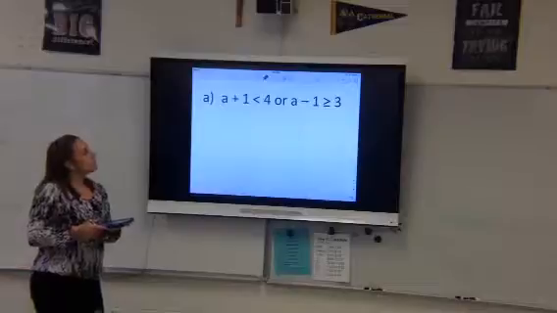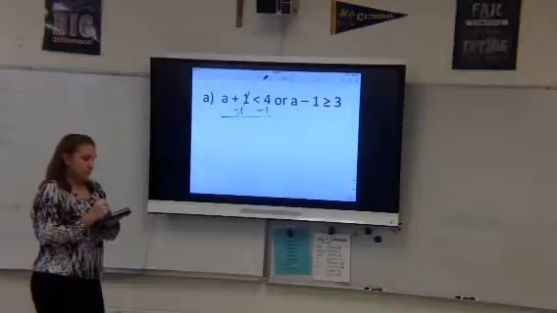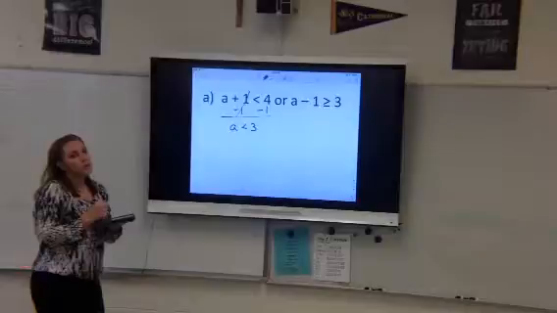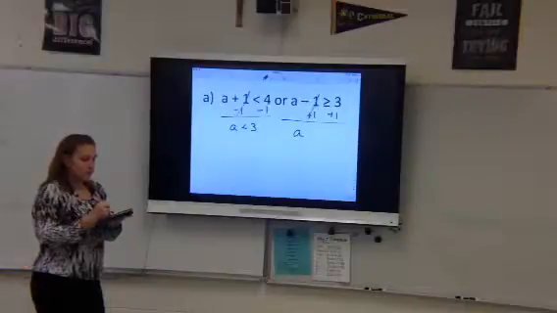We are going to subtract 1 on both sides. Okay, and what did you end up with? A is less than 3. Very good. Tessa, what are we going to do on the next one here? We've got to add 1. Very good. And what do you get when you add 1? A is greater than or equal to 4.